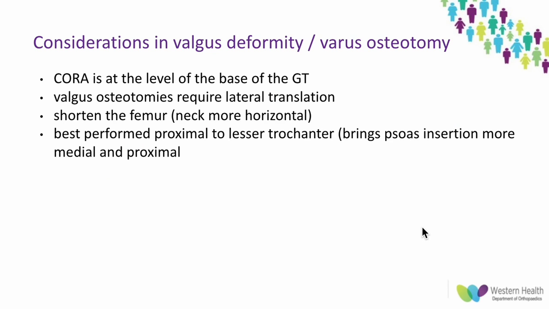Now in terms of your valgus deformity and varus osteotomy, the CORA this time is at the level of the base of the GT. Your varus osteotomies require lateral translation or medial translation of the shaft. It leads to shortening of the femur as the neck becomes more horizontal. And in this case, it's best performed proximal to the lesser trochanter, as it brings the psoas tendon insertion more medial and proximal.